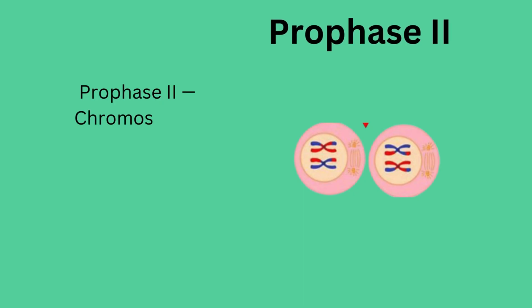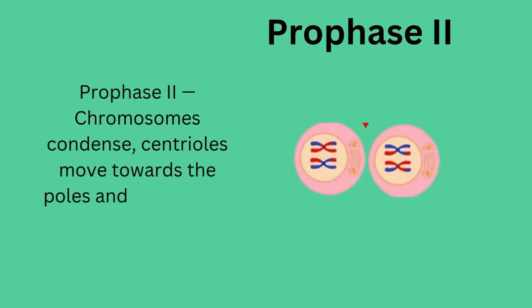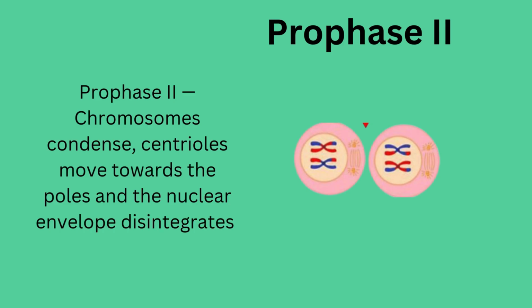During prophase II, chromosomes condense. The centrioles move towards the poles and the nuclear envelope disintegrates. As the centrosomes move apart, the spindle forms between them and the spindle microtubules begin to capture the chromosomes.